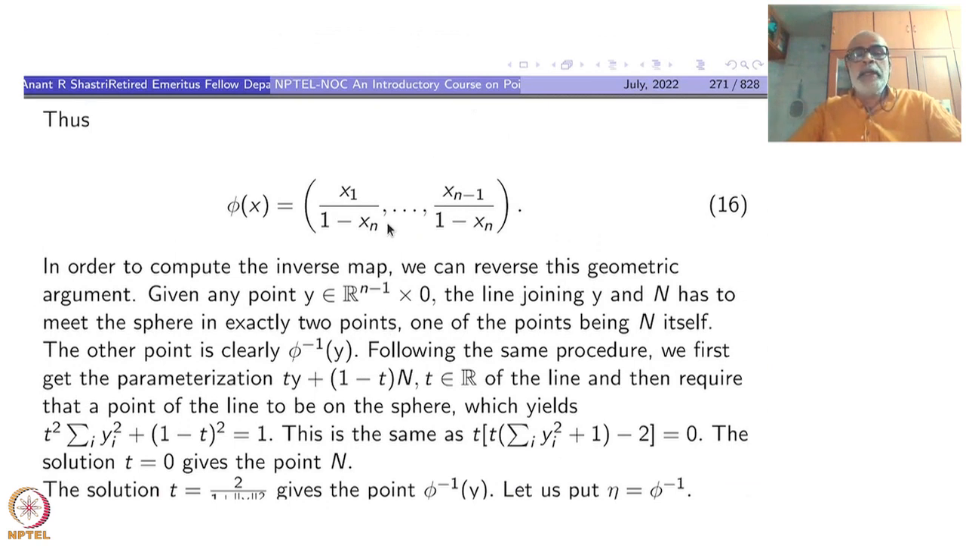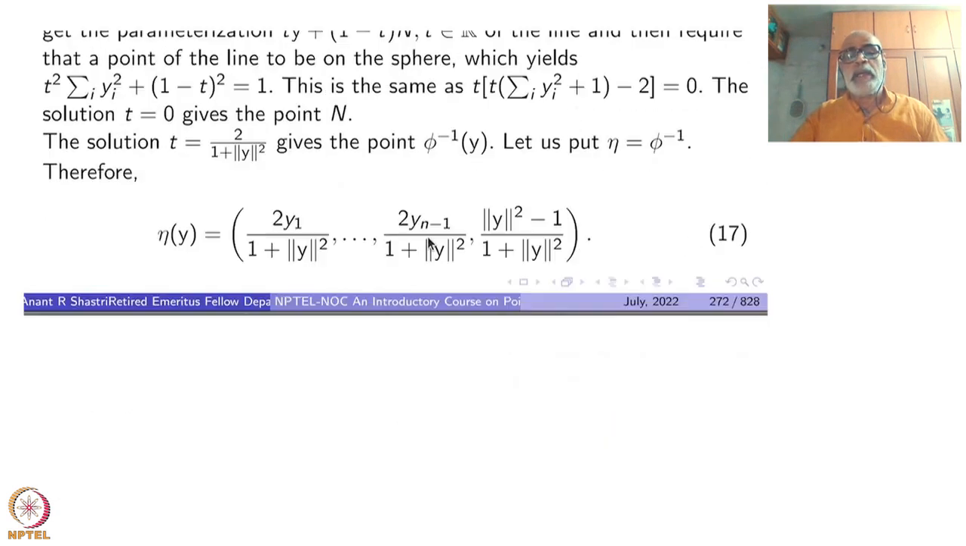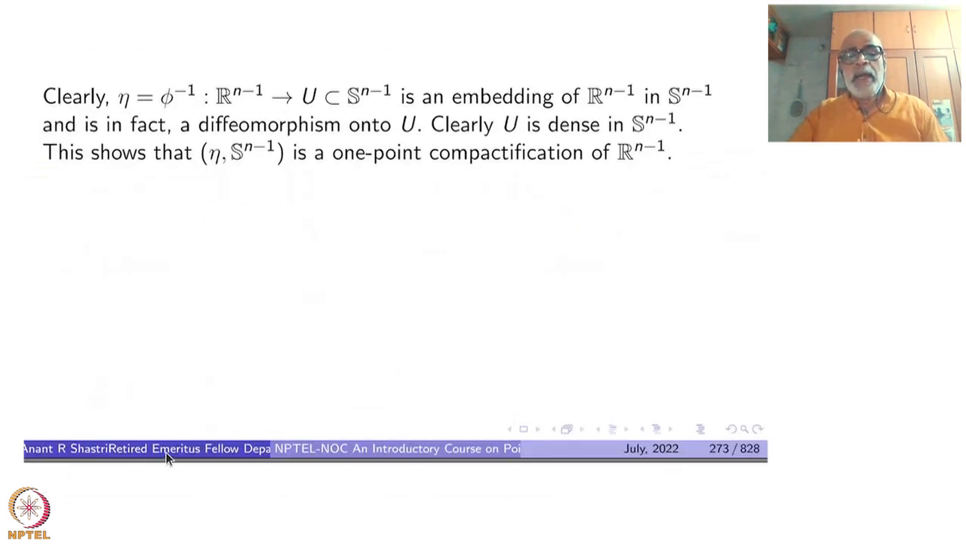They are not only continuous, they are differentiable as many times as you want. Therefore, what we have is that both eta and phi are diffeomorphisms in their respective domain. Namely, eta from R^(n-1) to U is a diffeomorphism onto U. So it is an embedding inside R^n. Okay. Thus, what we have proved so far is (eta, S^(n-1)) is a one-point compactification of R^(n-1).